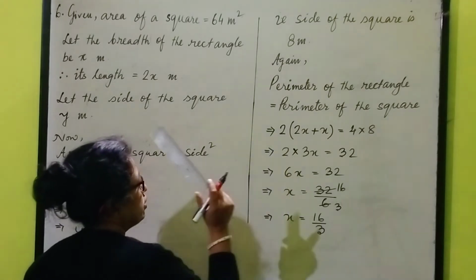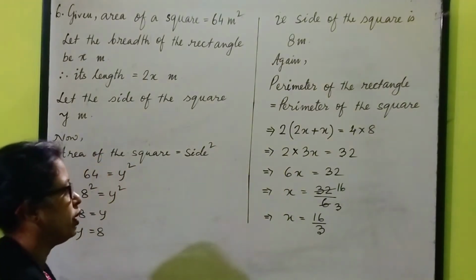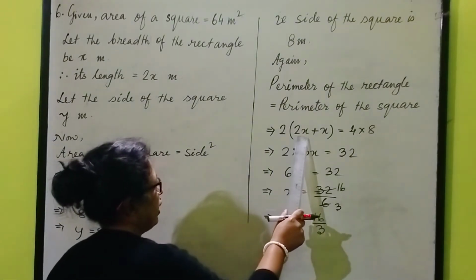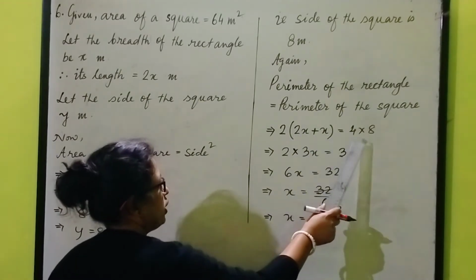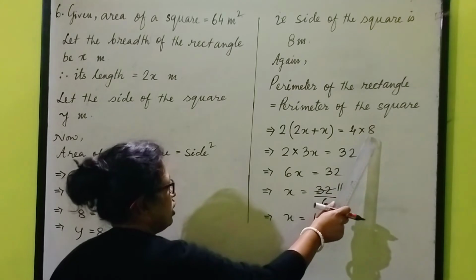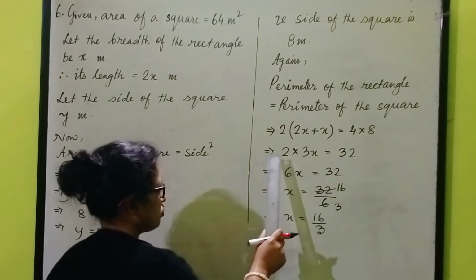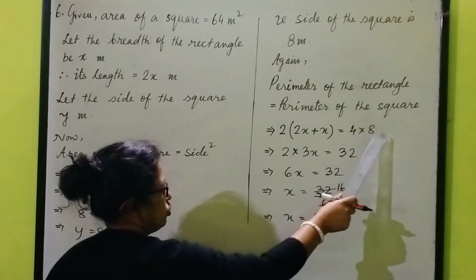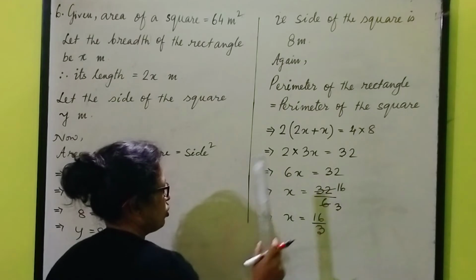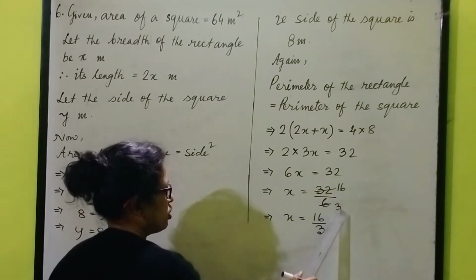Clear? So what is the formula for perimeter? 2 into length plus breadth, this is the length, this is the breadth, equal to the perimeter of the square, which is 4 into side. Side of the square is known to you. Now 2 into 2x plus x, that is 3x. So 2 into 3x equal to 32, 4 into 8. 6x equal to 32. x equal to 16 by 3.